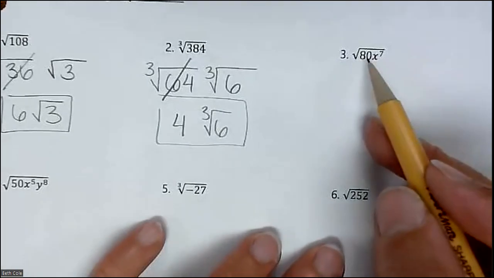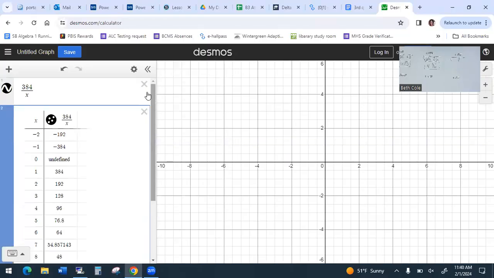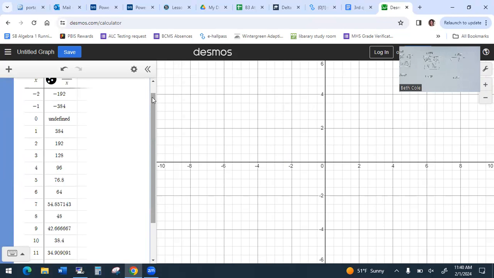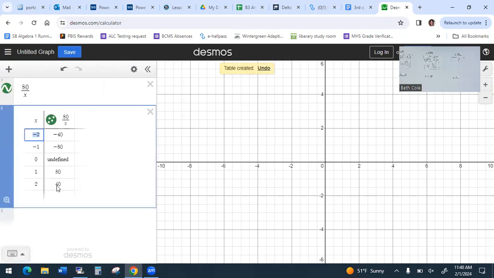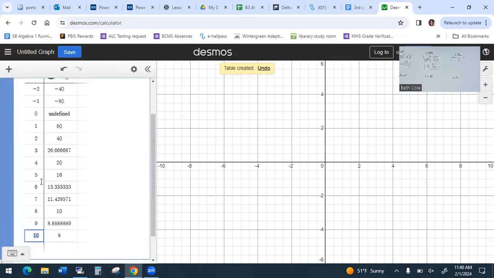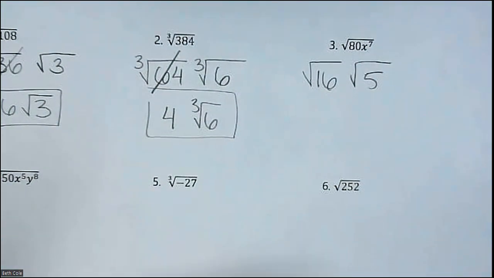Okay. This one has a number and a variable. So let's do the number first, 80. I'm going to share my screen and make the table. 80 divided by X, make the table. As a heads up, four works for this one, but there's a bigger one, and you always want the largest one possible. So, do you see 16 on there, guys? 16 and five. You see the same numbers over and over again because they're the perfect squares, right?